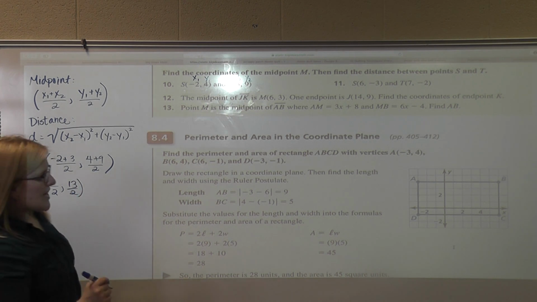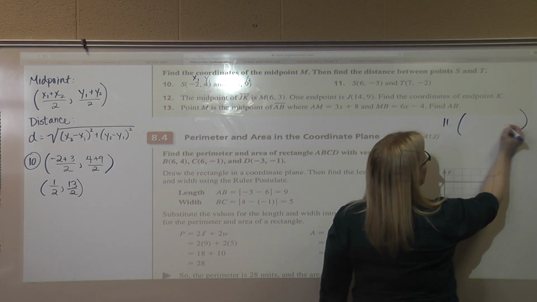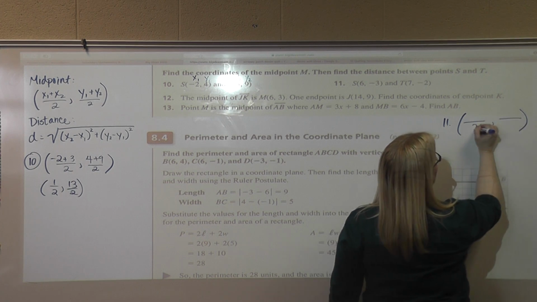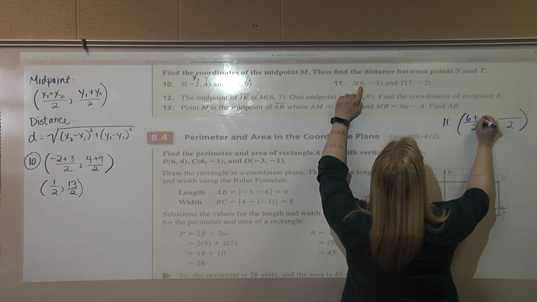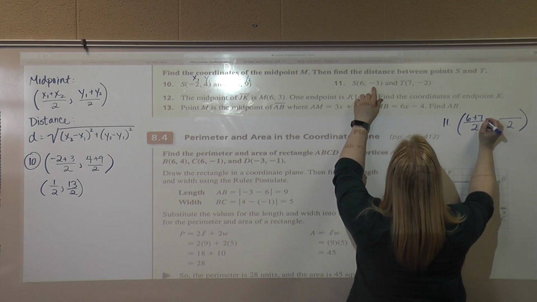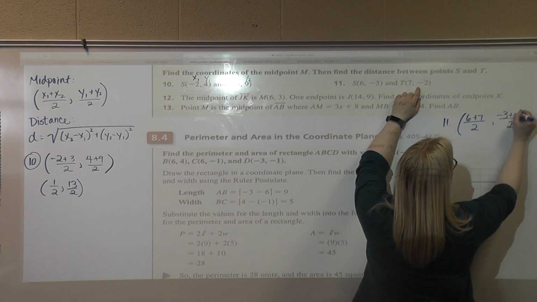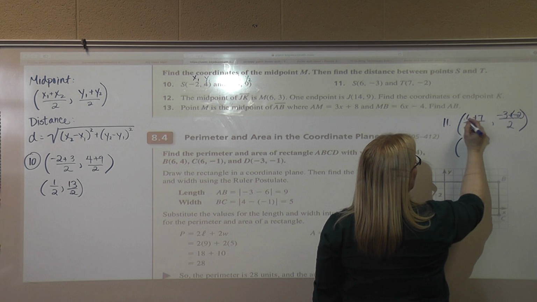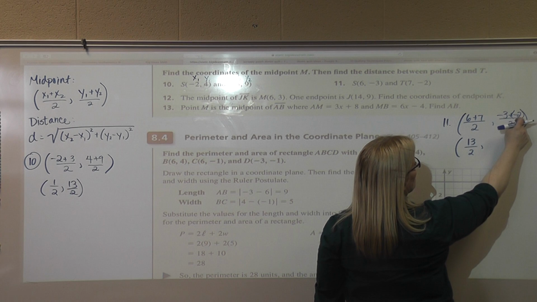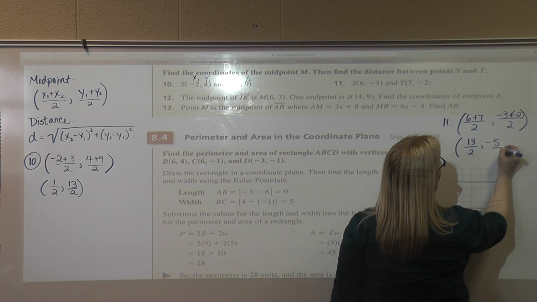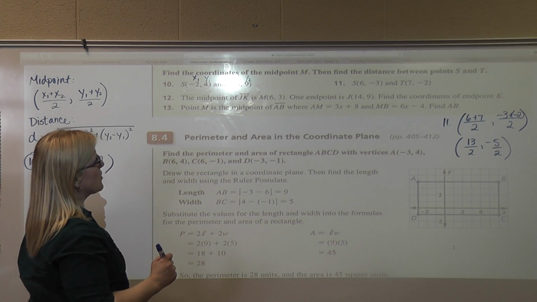Okay, number 11, I'll squish it in right here. Number 11, remember these are both going to be over 2. I've got 6 plus 7, the x plus the x, and then the y plus the y. So here I've got 6 plus 7 is 13 halves, and here I have -3 plus -2 is -5 halves. All right, so that's number 11.